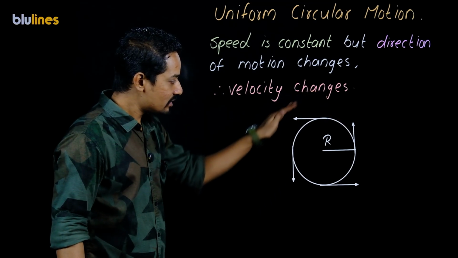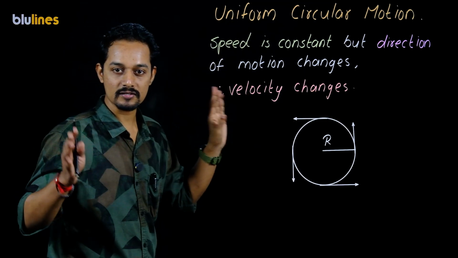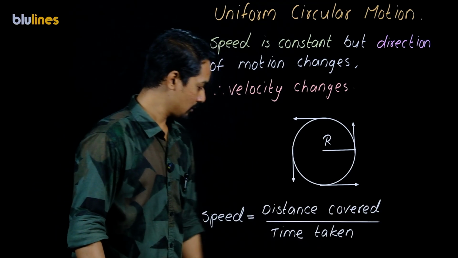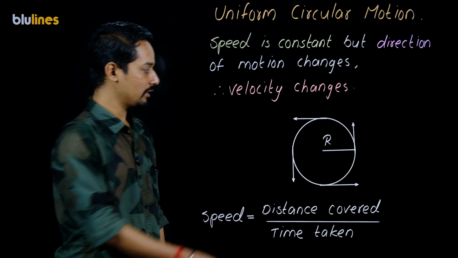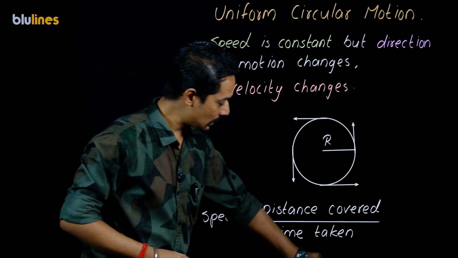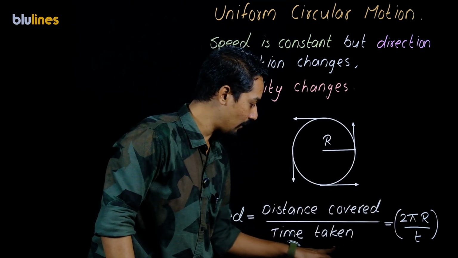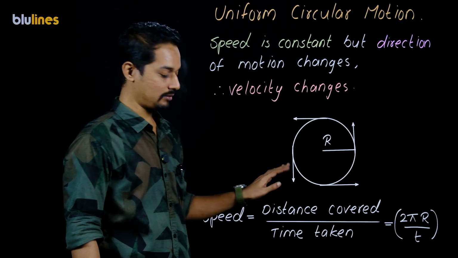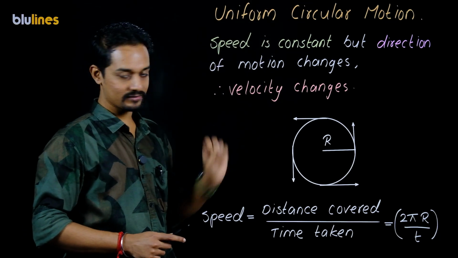Since the direction keeps on changing, we say that the velocity changes for uniform circular motion, but the speed is fixed. By the definition of speed, we have the distance covered by time taken. For the total, the distance covered is equal to the circumference of the circle, that is 2 pi r, divided by the total time taken for one revolution. That gives us the definition for uniform speed in circular motion.